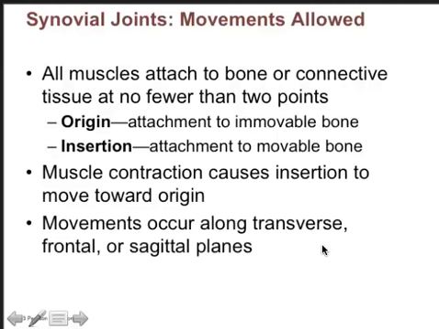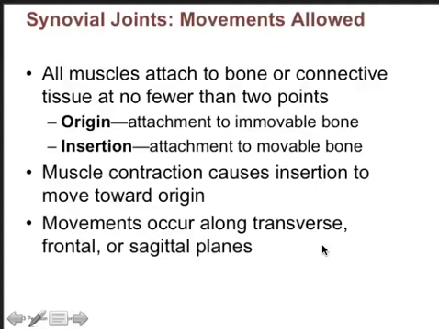So if you, for instance, look at the bicep, okay, the bicep has its origin on the scapula, and it has its insertion crossing the elbow joint onto the bones of the forearm. Okay, there are insertions on the ulna, and there are insertions also on the radius.